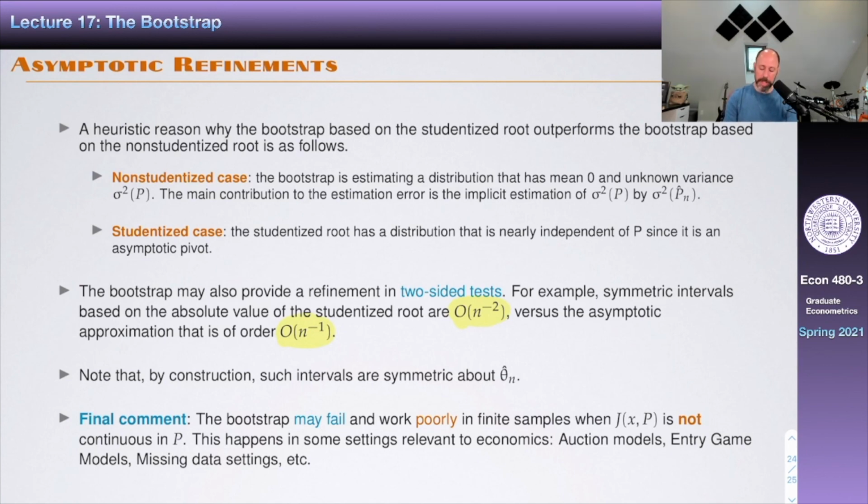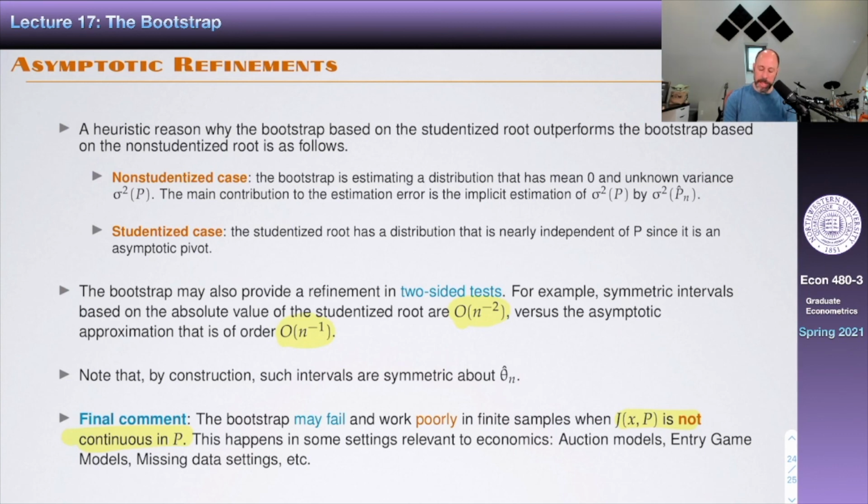The final comment is that the Bootstrap may fail. It may work poorly in finite samples when this distribution is not continuous in P. And being a technical condition, it makes it harder if I give you a sophisticated setting and I ask you, do you think that the Bootstrap is going to work? It's really hard as a practitioner to get a sense of when the Bootstrap may work and when the Bootstrap may fail.